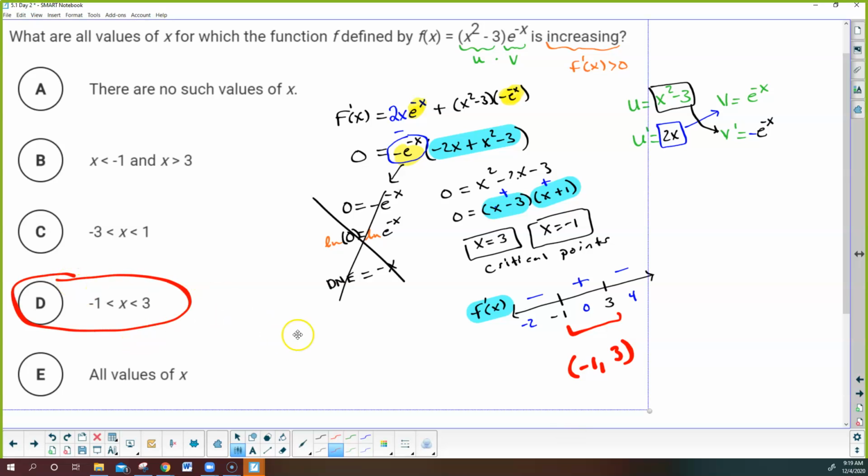So tonight's homework, you are going to have some pieces where you have to use the product rule. Maybe it's a quotient rule. Maybe it's just a chain rule.